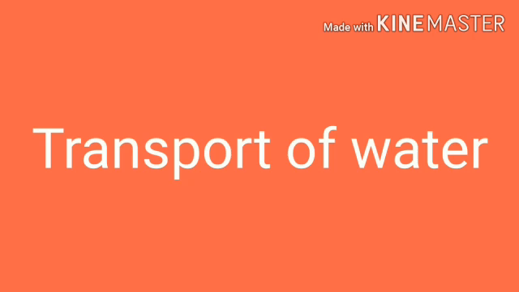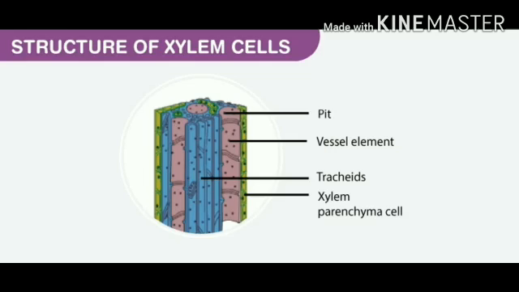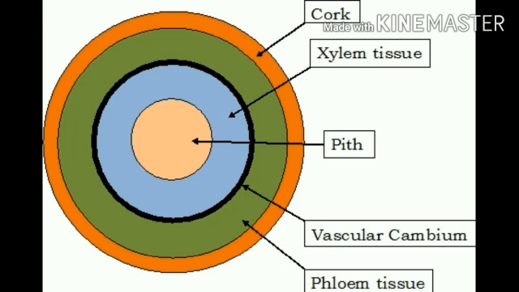Moving to the next topic, transport of water. Water is transported by xylem, and xylem is composed of tracheids, vessels, xylem fibers and xylem parenchyma. Xylem tissues in roots, stems and leaves are interconnected. Cambium is present between xylem and phloem.